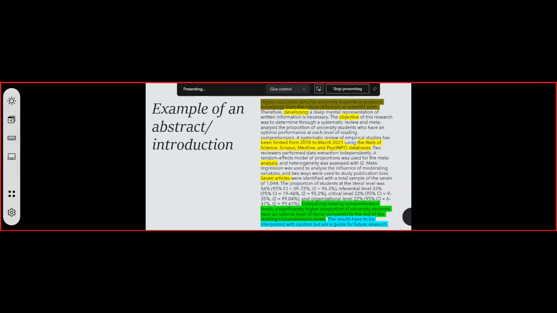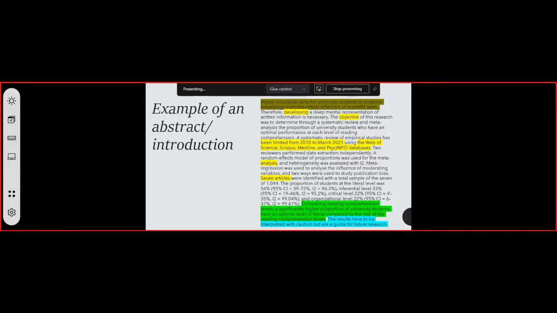Therefore, now they start giving you the purpose and the objective. Therefore, developing a deep mental representation of written information is necessary. And they carry on to give you the objective of this research was to determine, can you see the reporting verbs? Through a systematic review and a meta-analysis, the proportion of university students who gave an optimal performance at each level of reading and comprehension. So there's the objective of the study or the report.